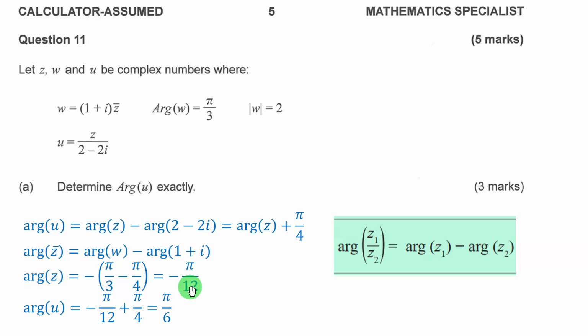so then we end up with minus pi by 12. And finally, the argument of u then is going to be the argument of z. Oh, here it is, argument of z plus pi by 4. So it's minus pi by 12 plus pi by 4, and that simplifies to pi by 6. So not too hard without the calculator.